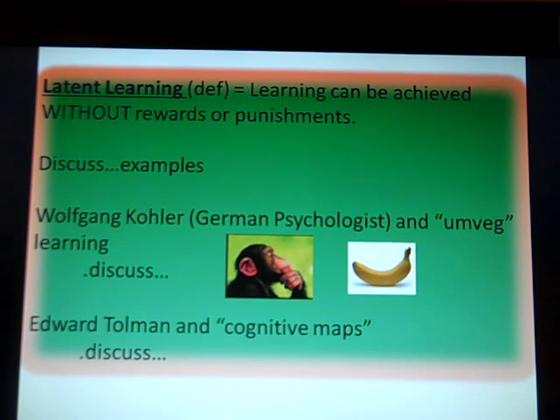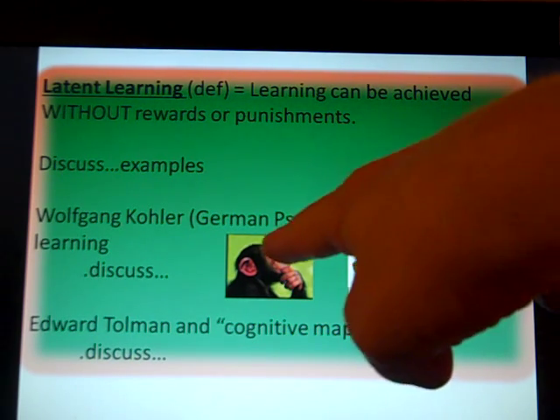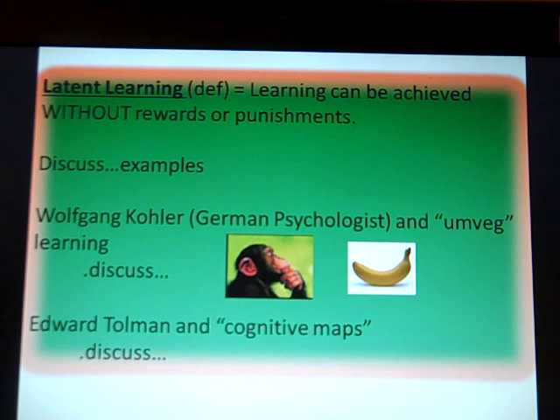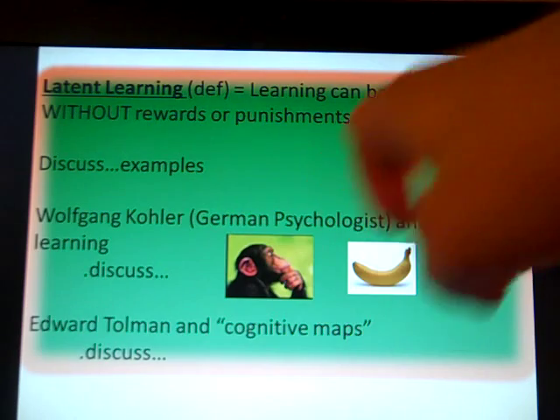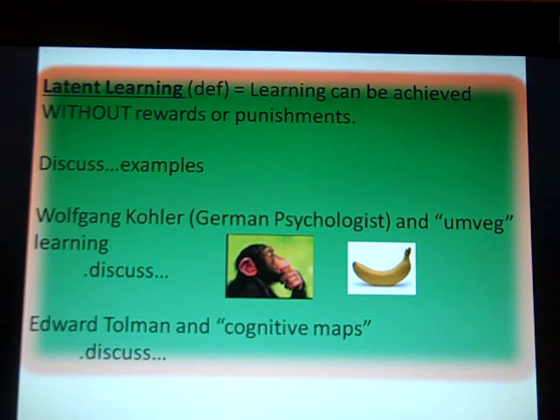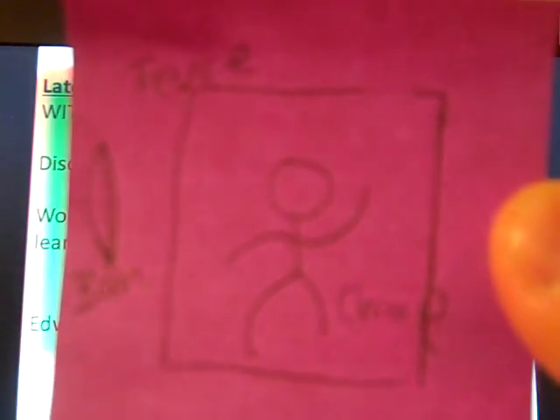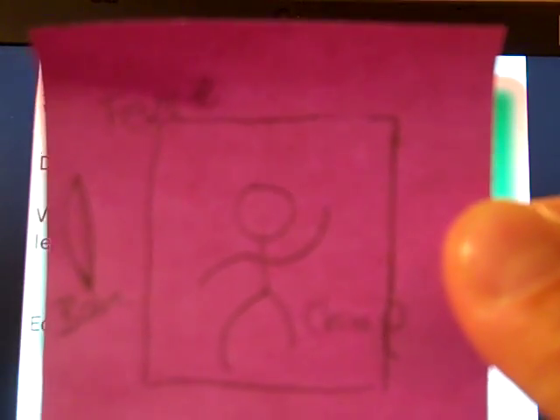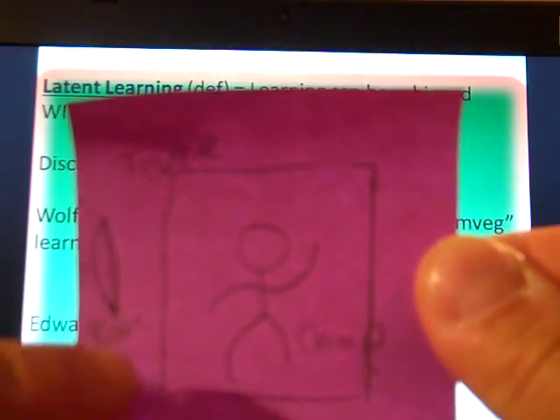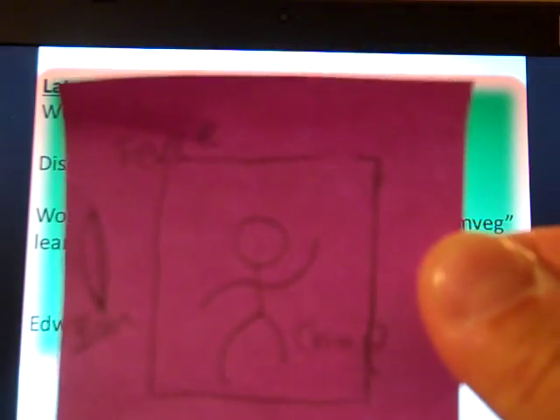Now, Kohler set up a situation, and I'm not an artist, where he put a chimp, and you can see the chimp, inside of a fence, and he put the banana, which was the desired object for the chimp, outside of the fence. So the chimp's job was to figure out how to get the banana through the fence. And it looks something like this. Again, I'm not an artist, but you see the chimp, he's in the fence, and the banana is over here on the outside of the fence. So what happened, he put a little opening right here where the chimp could get out.